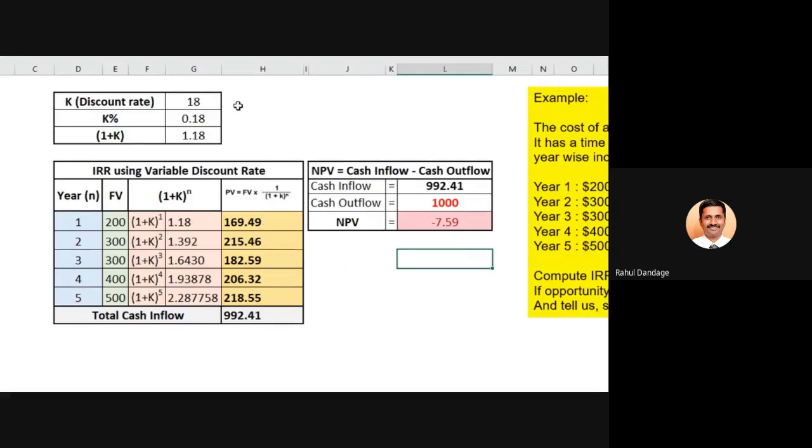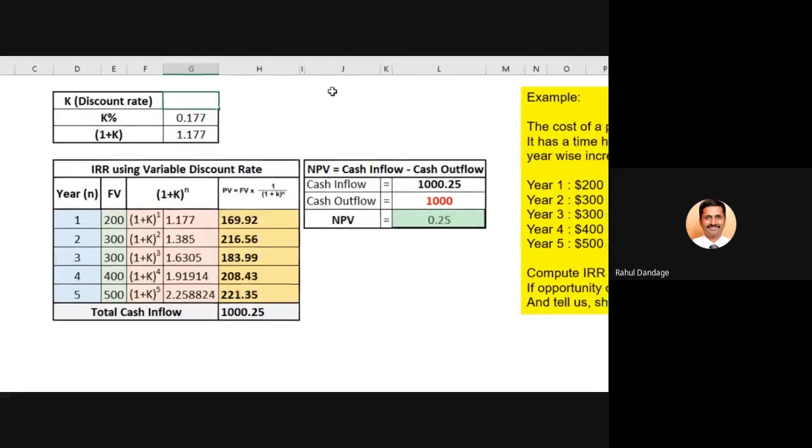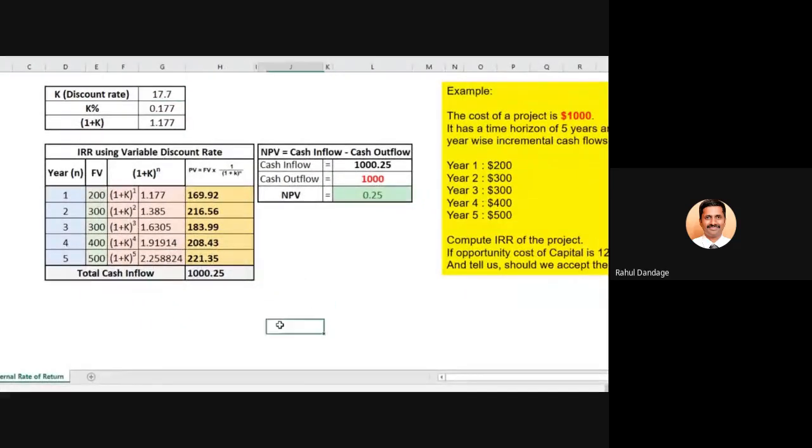Okay. So let's try 17. No, at 17.5, we close. Let's try 17.7. Okay, we get the net present value as 0.25. So let's try 17.8. Okay, it becomes negative 2.38. So at a discount rate of 17.7, the net present value becomes 0.25, which is close to zero.